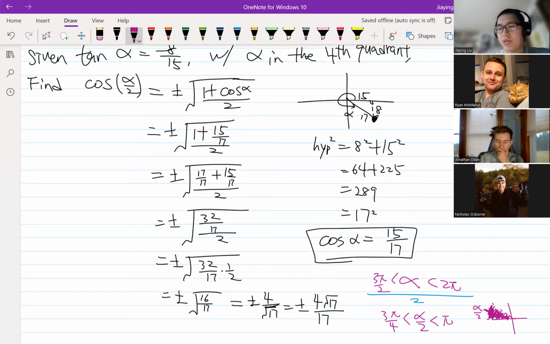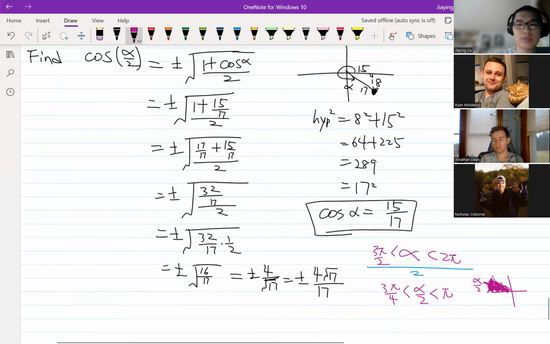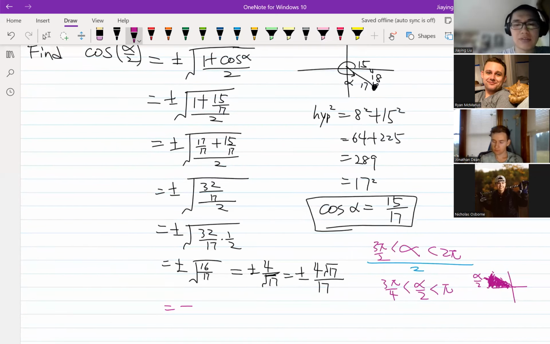Now, if the angle is in the second quadrant, the cosine is negative. So in this case, we don't pick the positive, we pick the negative square root of 17 over 17. So be careful with these choices.